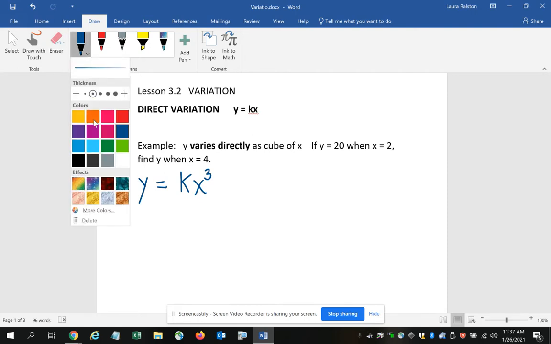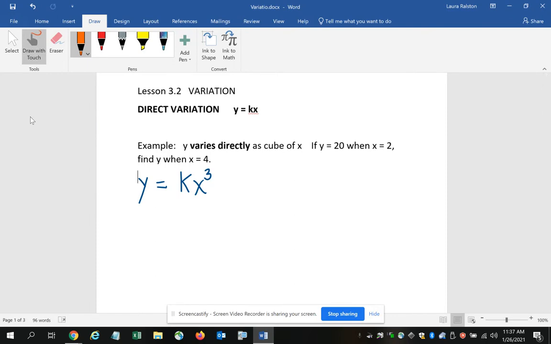Then typically the second sentence is going to give you some information that you can fill in. It says if y is 20 when x is 2, find y when x is 4. This if part gives you enough information to determine your rate of change or your unit rate. So when y is 20, I substitute 20 in place of y, equals k, which I don't know, and x is 2, but it's 2 cubed. So I get a basic algebra equation: 20 equals k times 2 cubed.